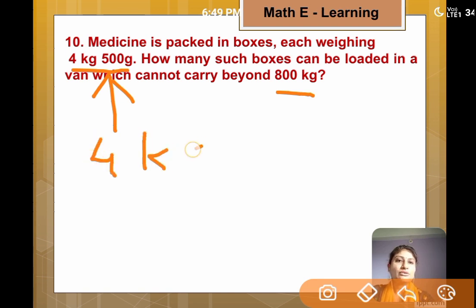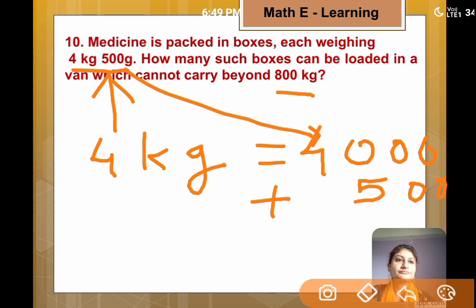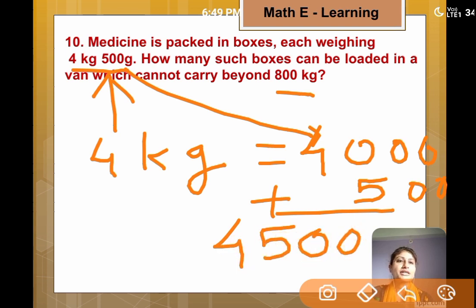We know that 1 kg is equal to 1000 grams. So 4 kg is equal to 4000 grams plus we add 500 grams. By adding this we get 4500 grams. It is the weight of one box only. And what is the capacity of the van? It can load 800 kg.